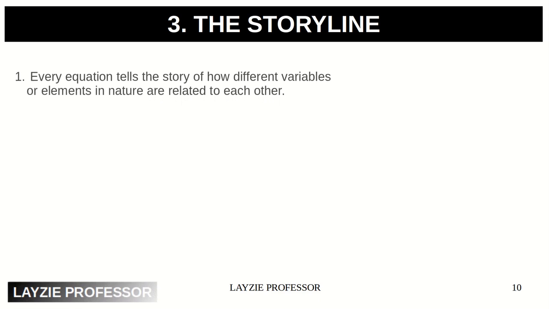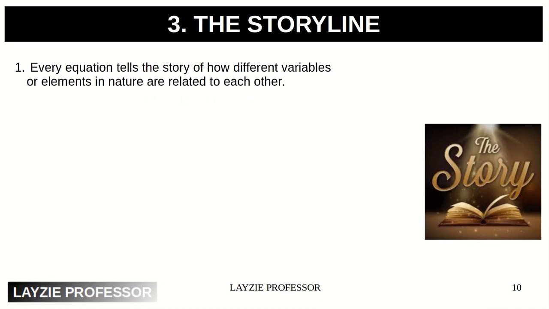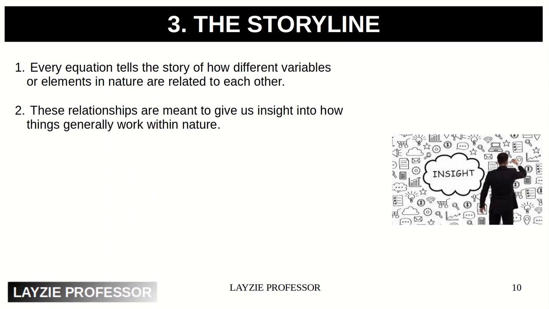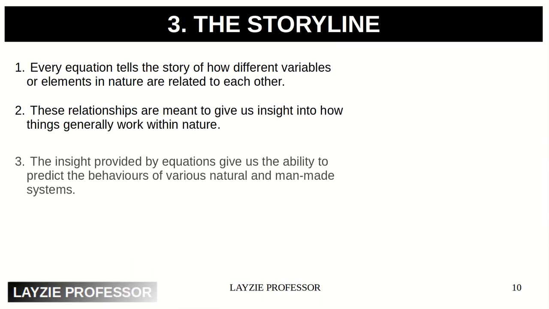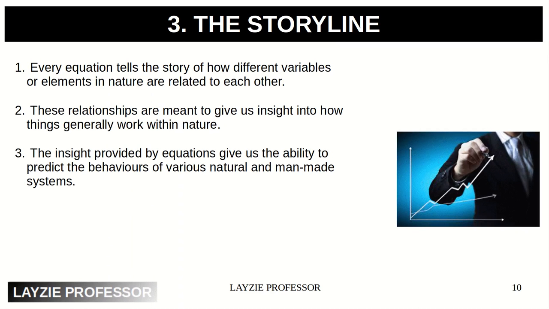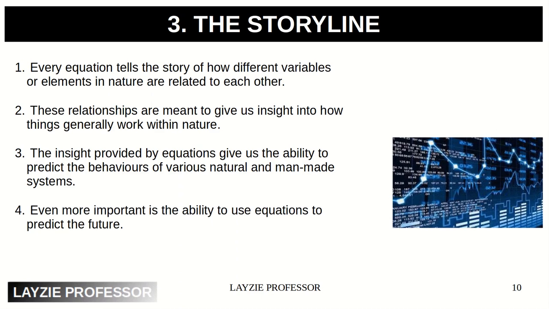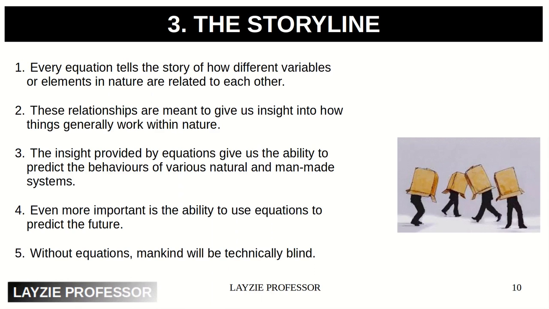So what's the storyline? Every equation tells the story of how different variables or elements in nature or in the world are related to each other. And these relationships are meant to give us insight into how things generally work in the world. The insight provided by equations gives us human beings the ability to predict the behaviors of various natural and man-made systems. And even more important is the ability to use equations to predict the future. And without equations, mankind will be technically blind.